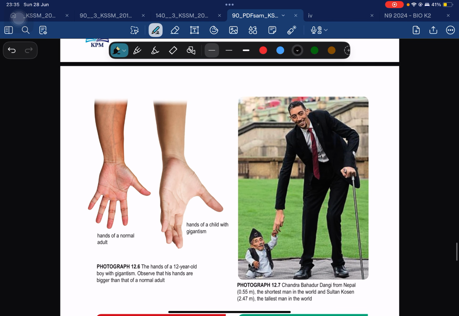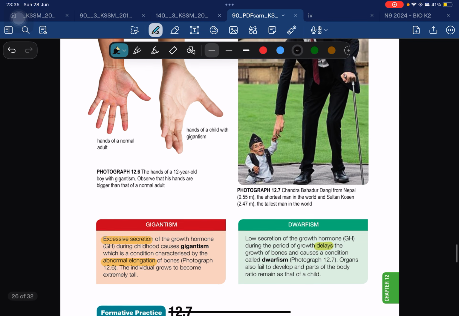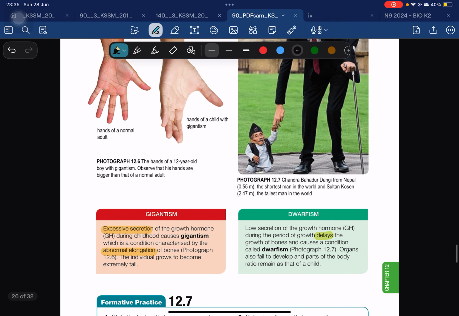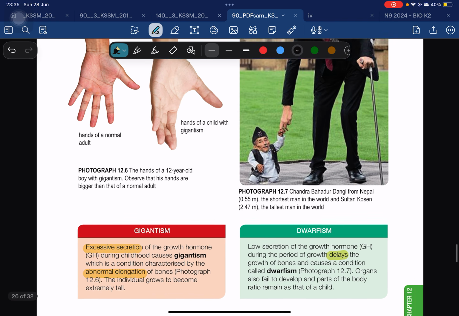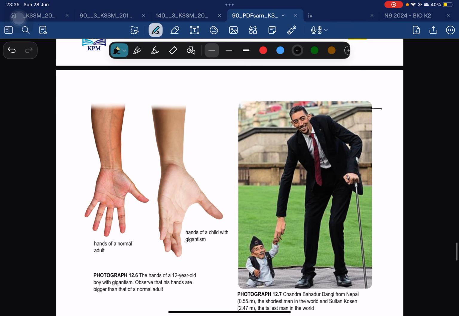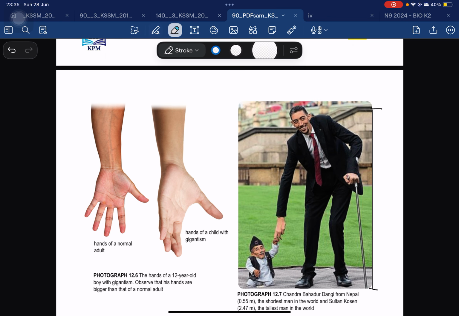So now we go to the last two, which are gigantism and also dwarfism. First we look at gigantism. Gigantism is like this person, he is very tall. We also want to be tall, but this is too tall. We don't want that.